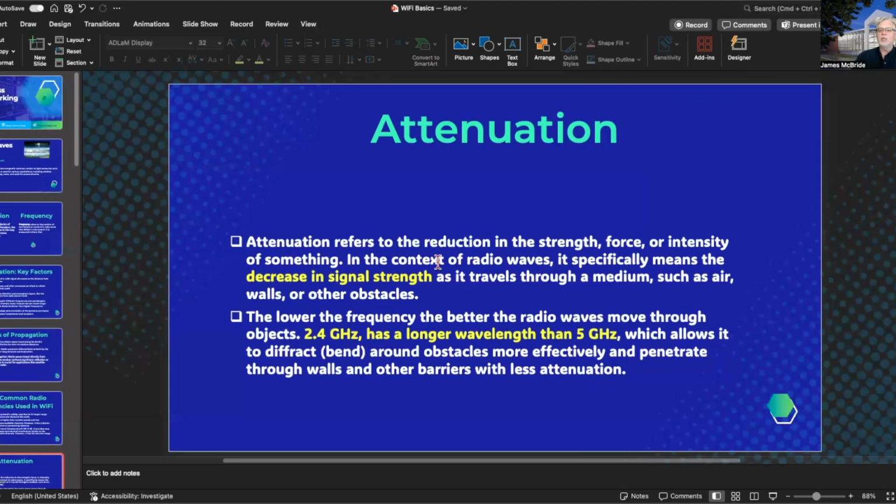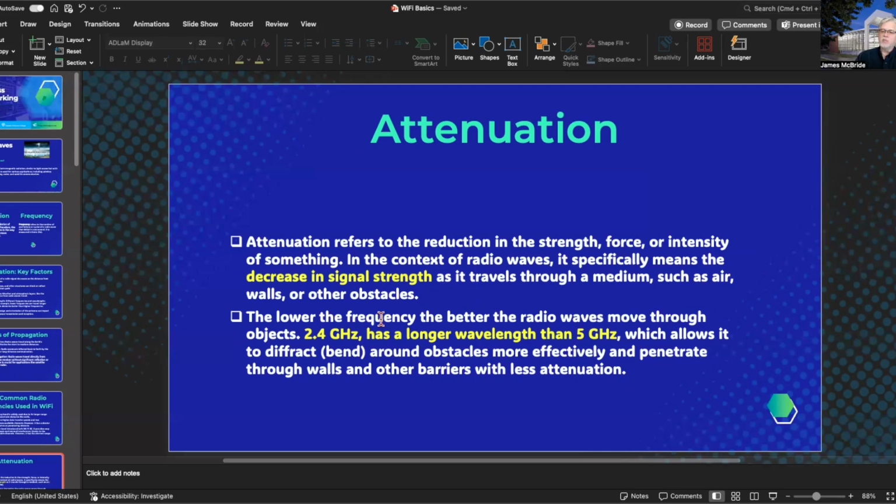So attenuation is how bad does this fall apart as it goes through the air? So it refers to the reduction of the strength, force, and intensity of something. In our context, it means a decrease in the signal strength as it travels through the medium, such as the air, walls, and other obstacles. But mostly right through the air. This is what we're trying to do most of the time.